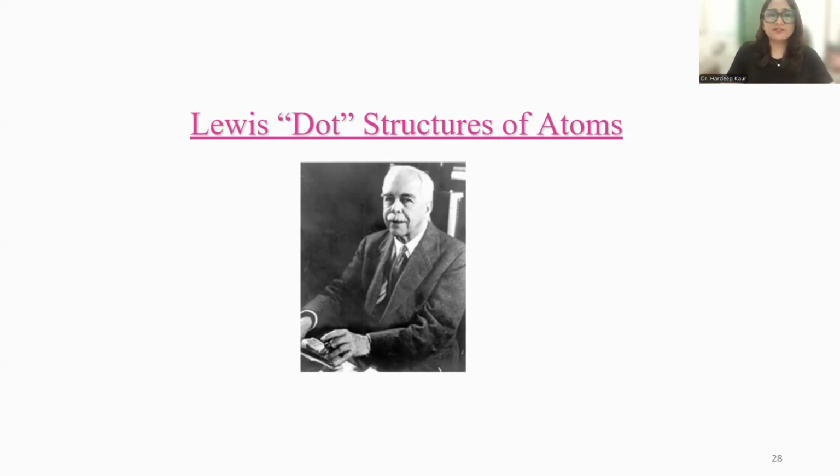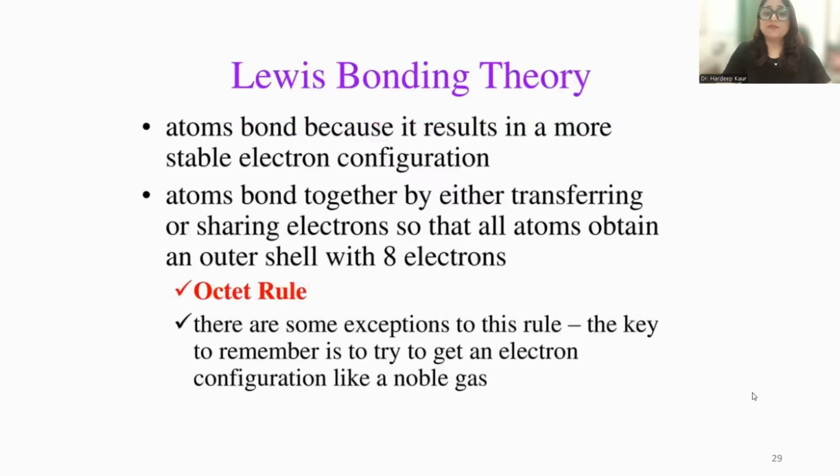Lewis gave a very important idea: every atom combines with other atoms to get a stable electronic configuration. They can either transfer electrons or share electrons, that is, give, take, transfer or share. They want to obtain 8 electrons in their outermost shell, because the octet rule says that for an atom to be stable, it should have 8 electrons in its outermost shell.